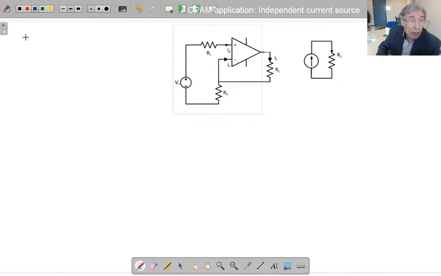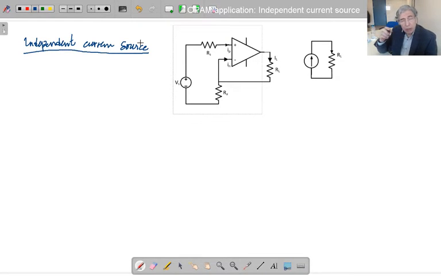As we know, independent current source... we said the voltage sources, independent voltage sources, whether they are DC or AC, are the very common energy sources, power sources that we use in practice.